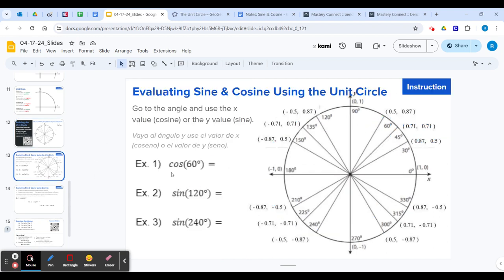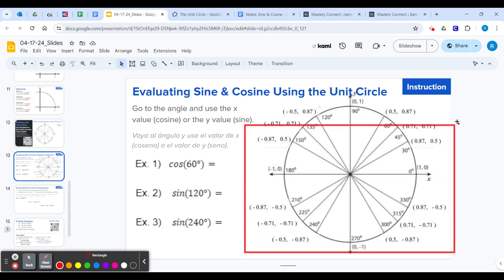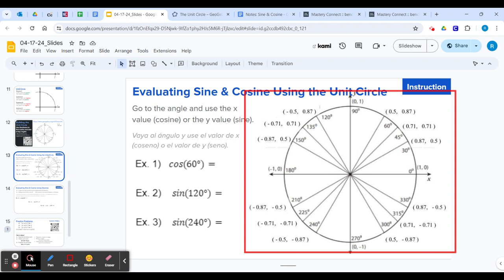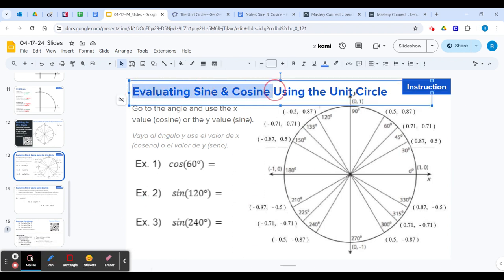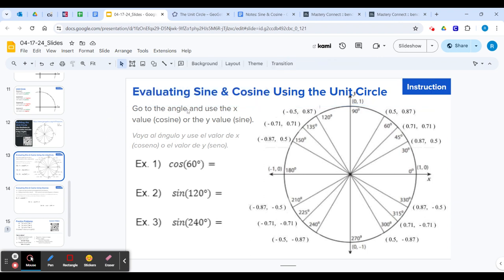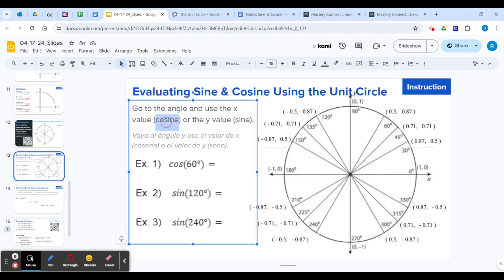So now that you've had a chance to do it, just a quick double check, make sure that all of your values line up with what we have listed over here. Notice how the negatives and positives are spelled out. This is really important and lines up with some of the notes that we took earlier in the different quadrants. So we can then use this circle to evaluate our sine and cosine function simply by going to the angle and then either pulling the x value for cosine, that's our side to side, or our y value for sine.